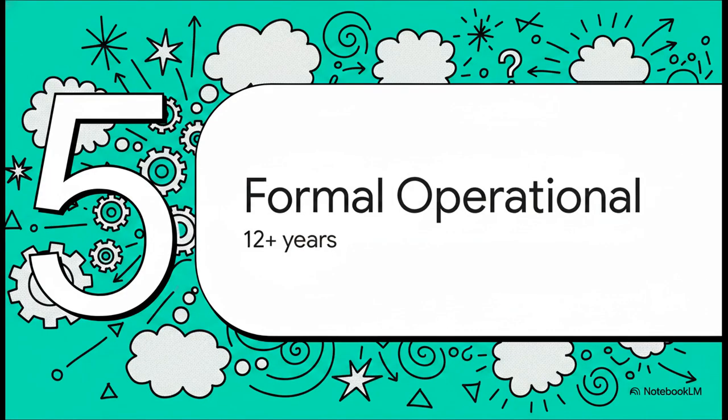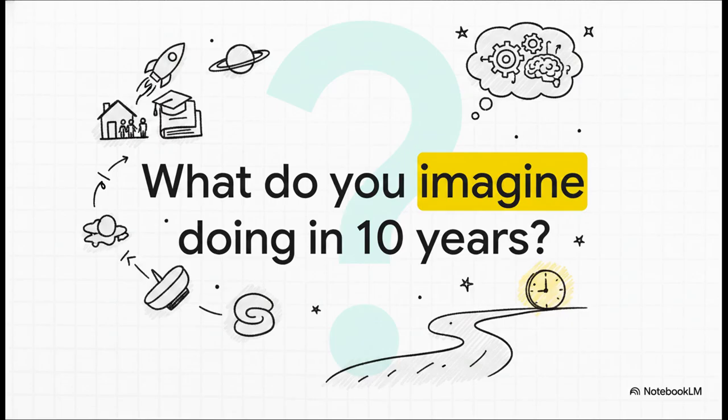Finally, Stage 4, Formal Operational, starting around age 12 and carrying on into adulthood. Let me ask you something directly. What do you see yourself doing in 10 years' time? The mere fact that you can sit there and conjure up a complex, entirely hypothetical future is a brand new cognitive superpower that only comes online during this formal operational stage.